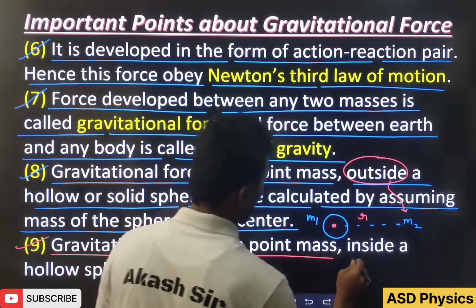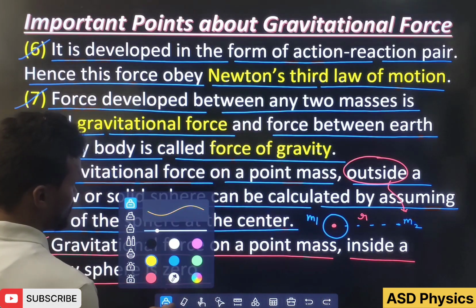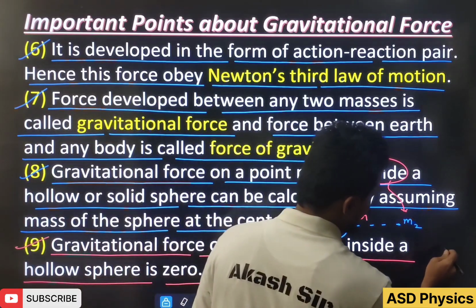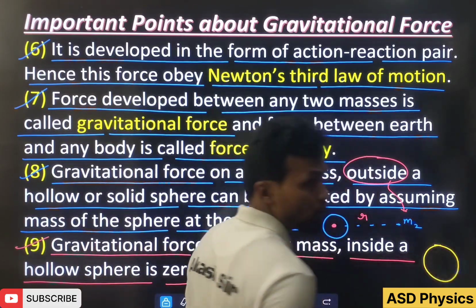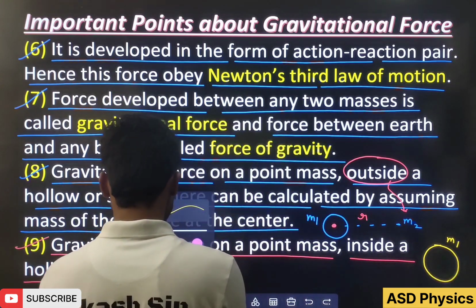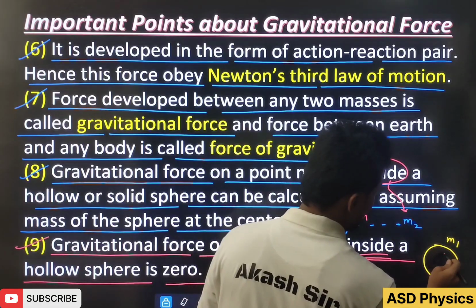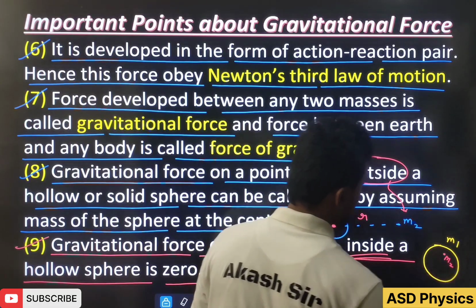Next point, the ninth one: gravitational force on a point mass inside a hollow sphere is 0. Okay, so remember that one basic thing is there. If one hollow sphere is there, let's take its mass as m1. If inside this, see, inside, I have kept another point mass.